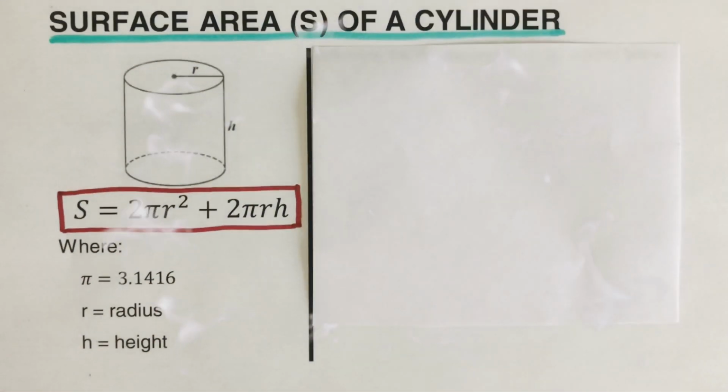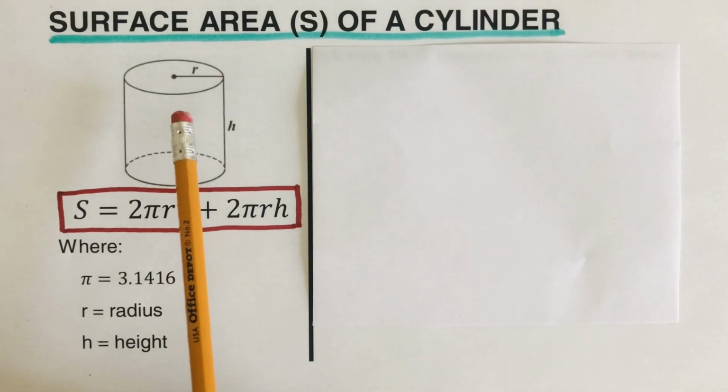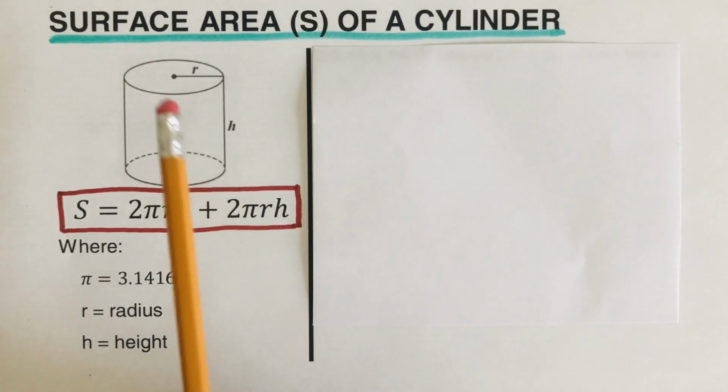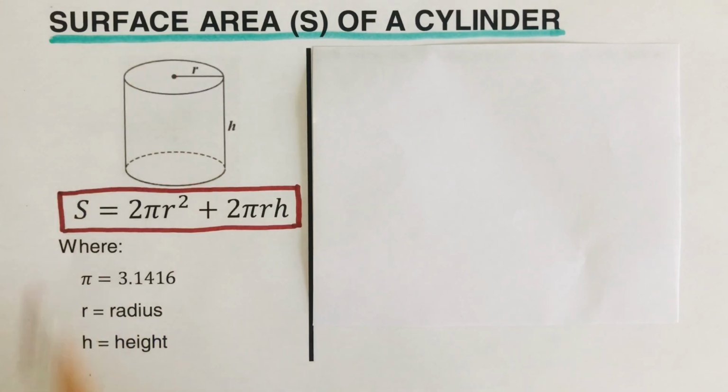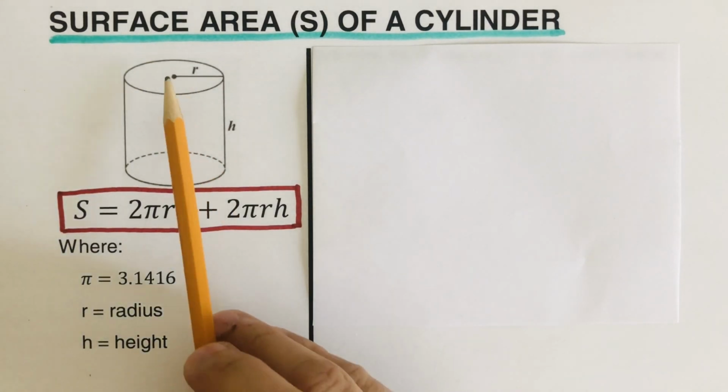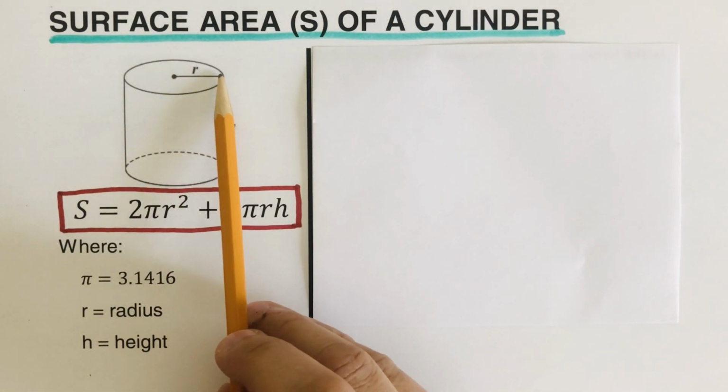Everyone, in this video we are going to solve for the surface area of cylinders. So we have an example of a cylinder. These are the parts of a cylinder. First we have the radius. The radius is the distance from the center to the side of the circle.